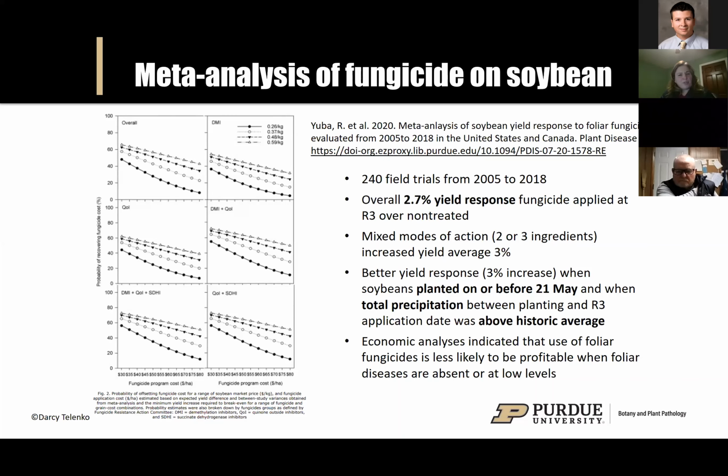We do see a better yield response when the soybeans were planted before the 21st of May, and when there was a higher risk of precipitation, where they had above average precipitation, that's also going to lead us to higher risks of those fungal diseases developing within the canopy. The thoughts on this one is, again, using a foliar fungicide is less likely to be profitable when we don't have that risk of those foliar diseases or they're at very low levels. So again, this is just some data we've been compiling to try to look at the effectiveness of if you just decide to go out and spray all your fields, what is the chance of getting a return on that added input cost for managing diseases.